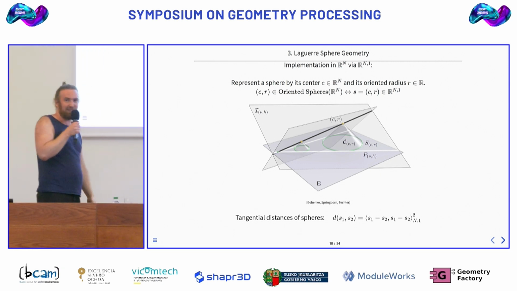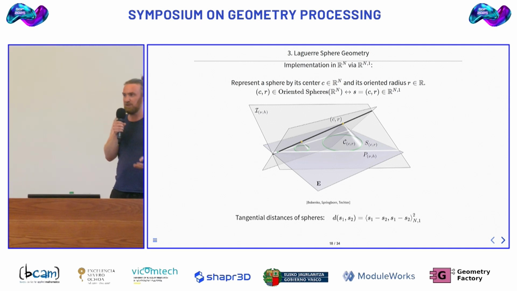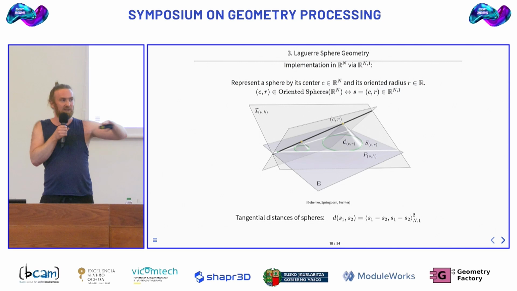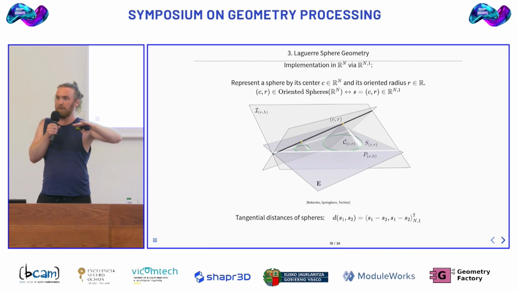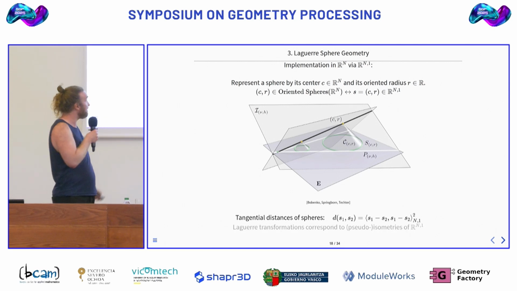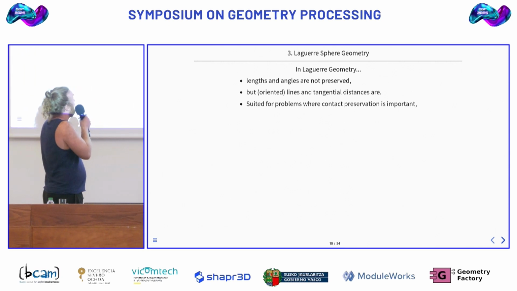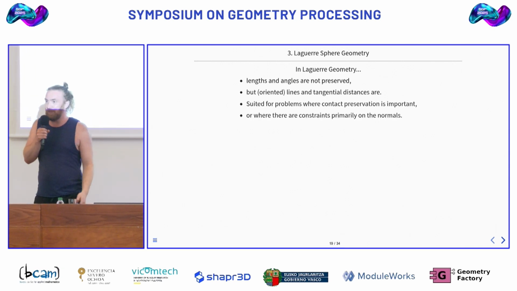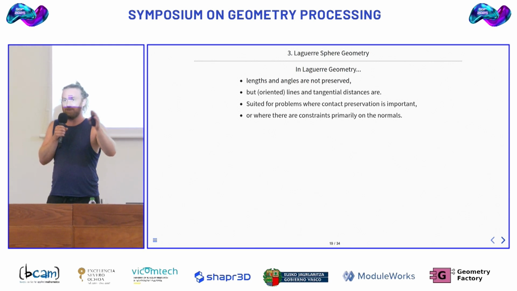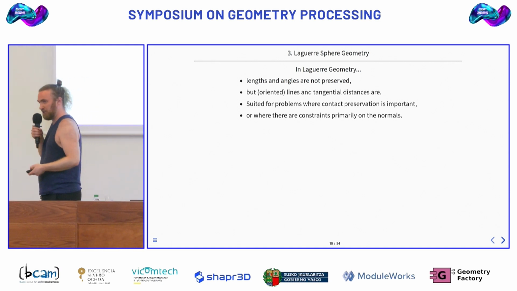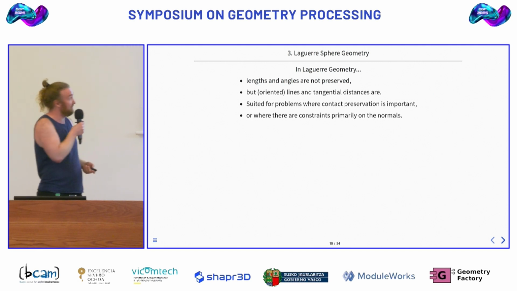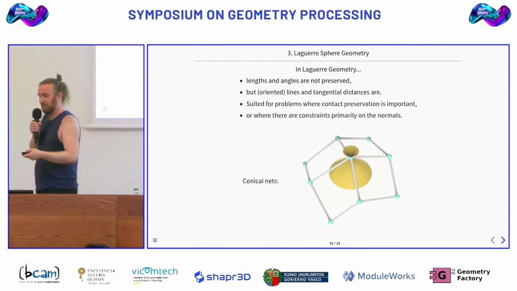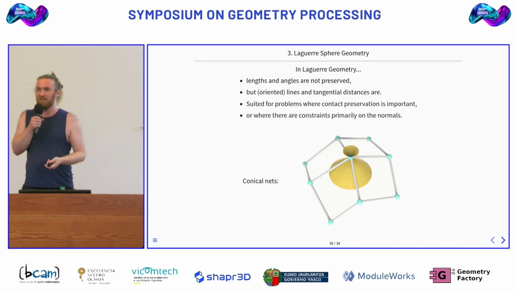In the plane, I'm not so sure how many applications there are, but in space this can be really useful, because then you can model tangent planes and curvature spheres and so on, and you preserve contact. And also, if you care mostly about normals, tangent planes and bijection, then it's very well included in this parametrization. And in Felix' talk, we had these conical nets, and that's exactly what happens.